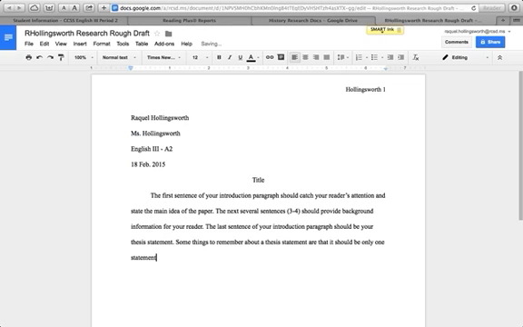Remember that your thesis statement should only be one statement. If you find yourself writing more than one statement, that's probably actually background information. Doesn't mean you need to take it out. It's simply not your thesis statement yet. Once you get all of that out of the way, then you're ready for your thesis. What should your thesis do? Your thesis should make an argument about the topic of the paper or the main idea.